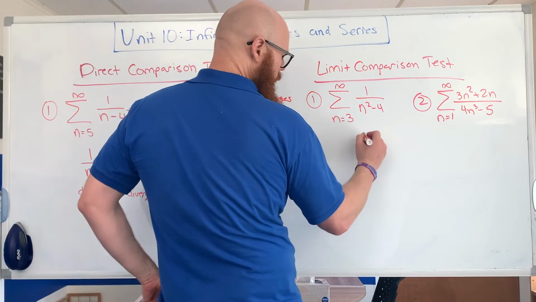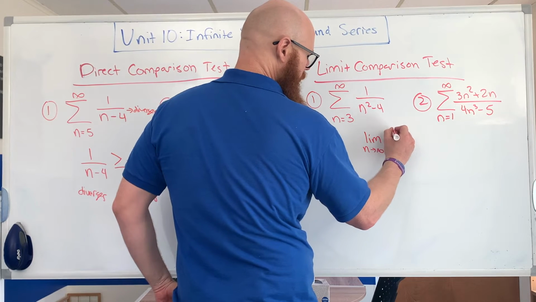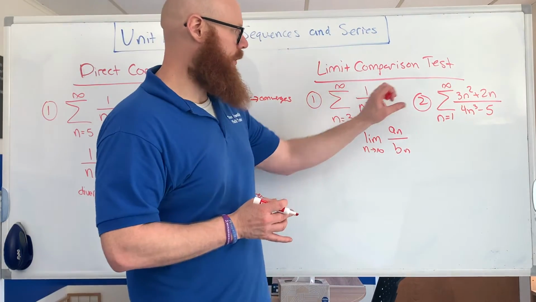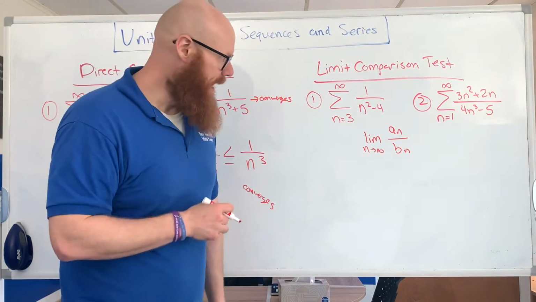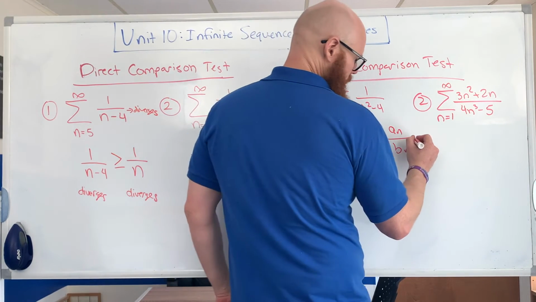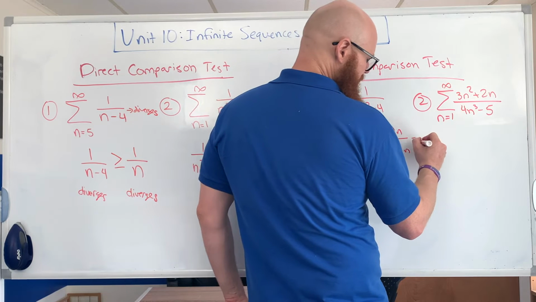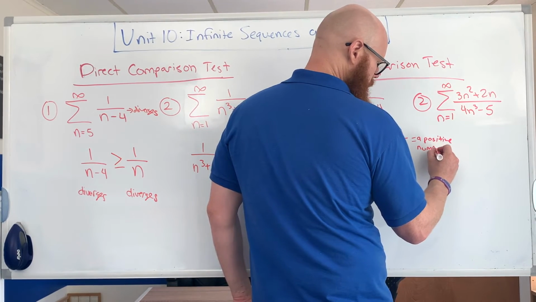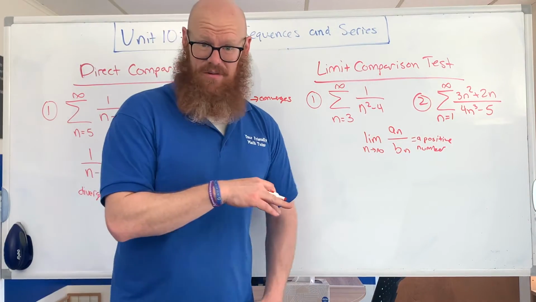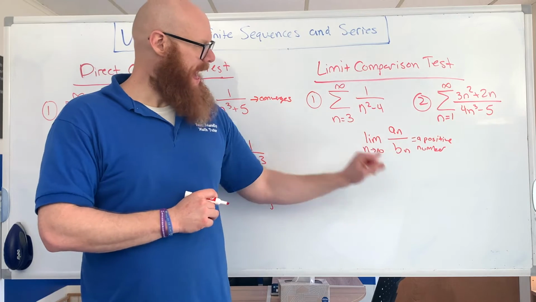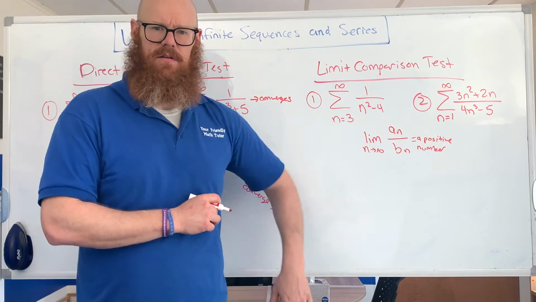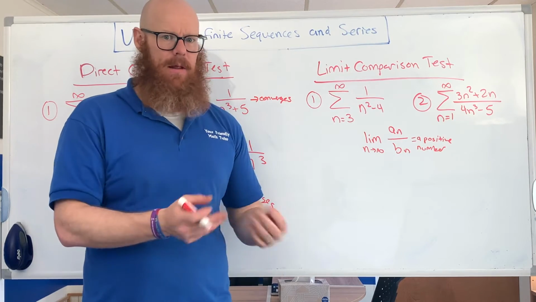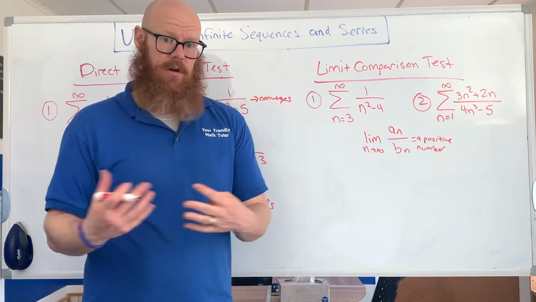So what you want to do is, for both of these, take the limit as n goes to infinity of a sub n over b sub n. A sub n is the one that's in here; b sub n we're going to come up with. If you do that and you get a positive number, any positive number that's not infinity and not 0, then that means these series do the same thing. So it's really important that you know what your b sub n does, because getting a limit of, say, 2 could mean diverging in some cases and converging in others.